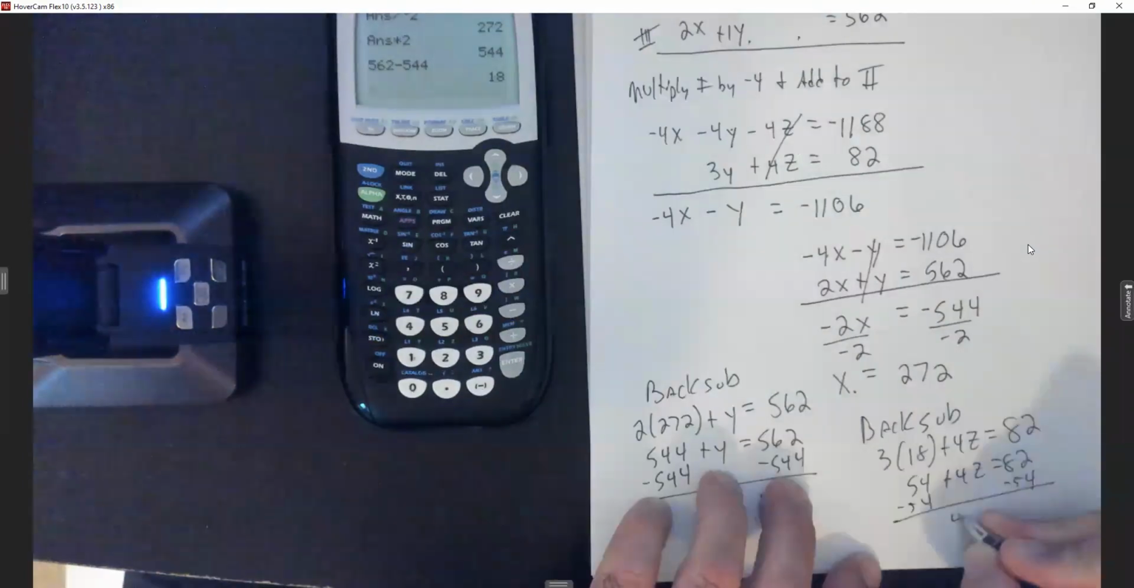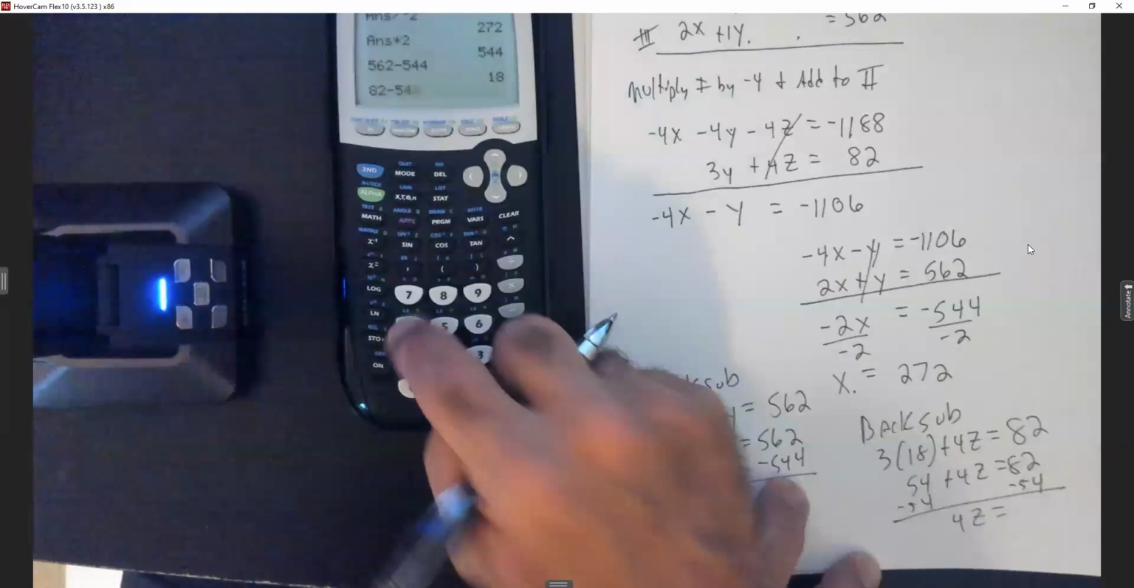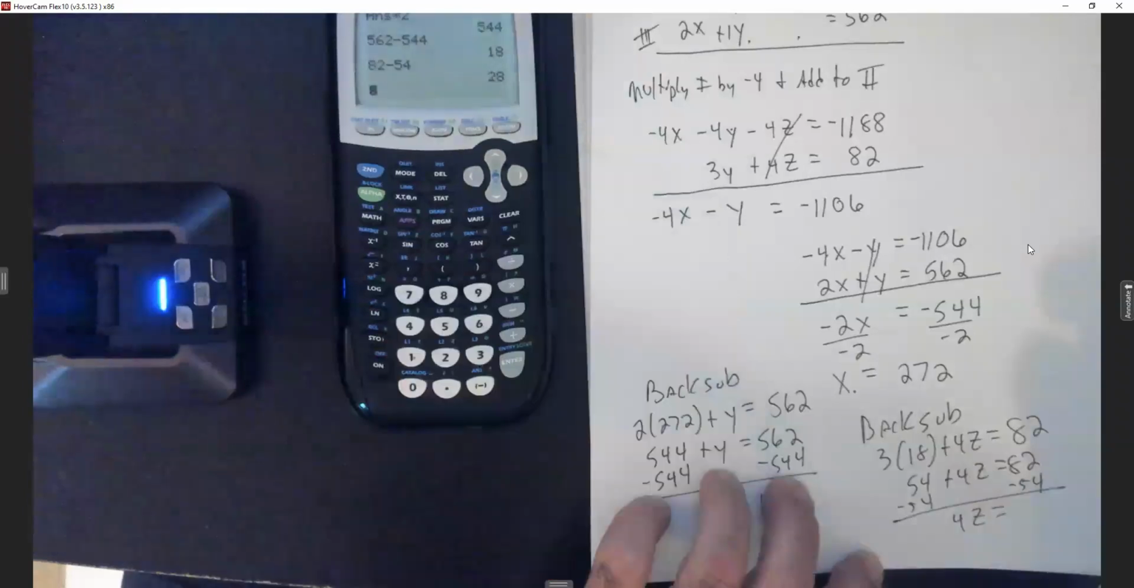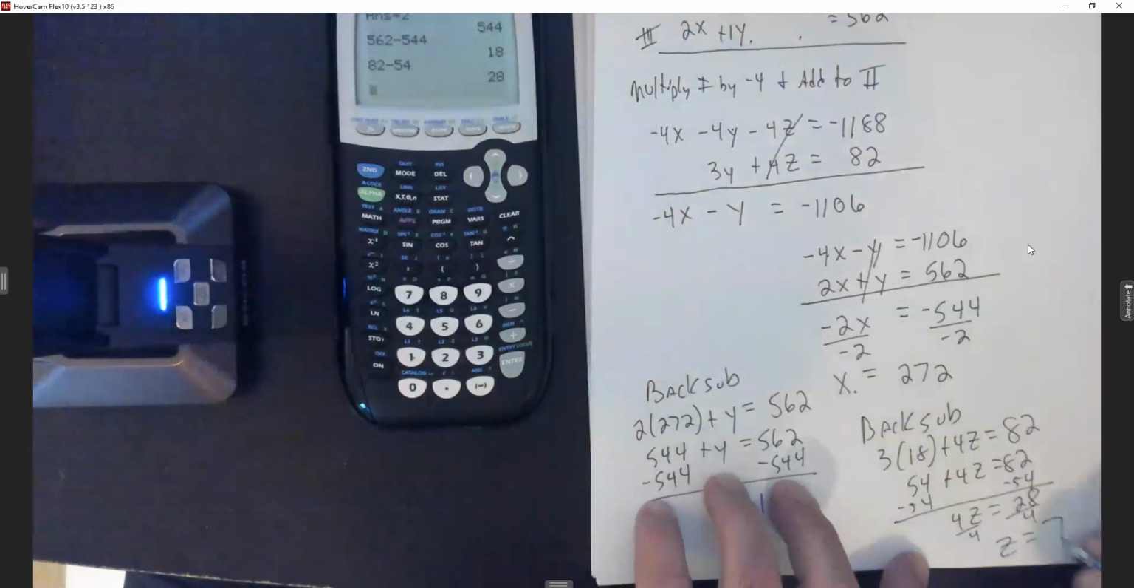Ooh, running out of paper. Let's see. 82 minus, what did we say, 54? It's going to give me 28. And y'all watch this. Divide by 4. Z will equal 28 divided by 4 is 7.